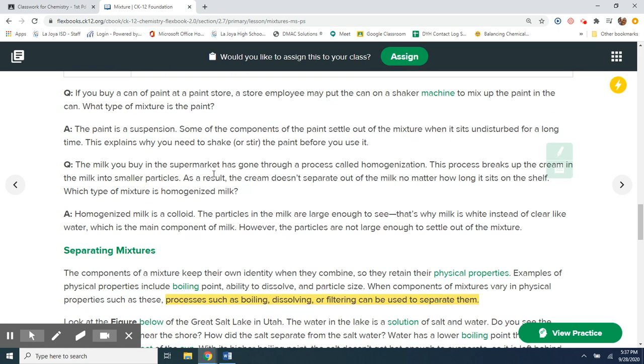If you go to the supermarket, HEB or Walmart, and you buy milk, milk has gone through a process known as homogenization. They take thick cream and break it up into smaller pieces or smaller particles so that it can easily sit on a shelf for a while and not look all clumpy when you open it. Another example of a colloid is this milk that we're talking about.